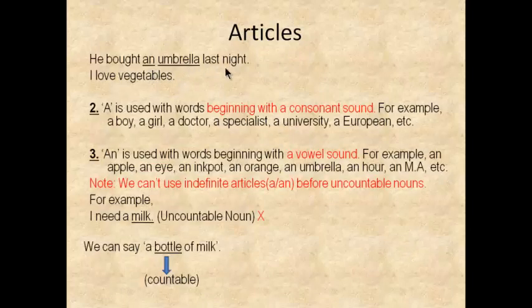He bought an umbrella last night. Umbrella is singular, that's why we need here in the beginning an, because it begins with a vowel sound. I love vegetables. It is plural, that's why no need to put a or an.